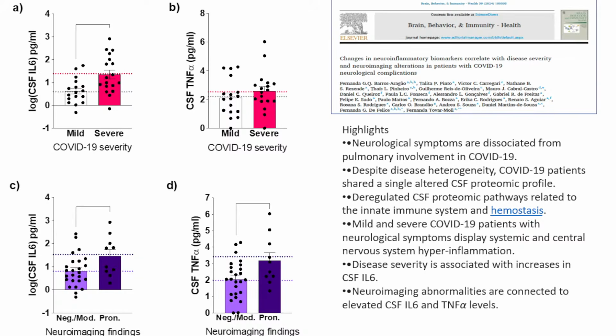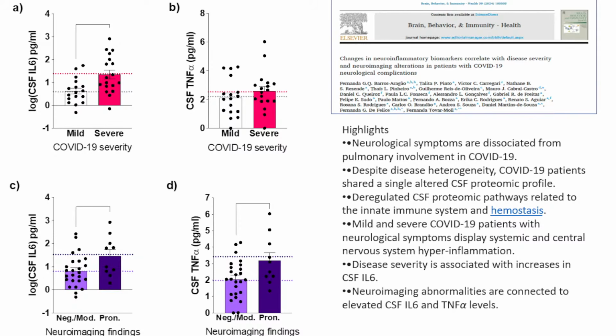So as we can see here, we have elevated IL-6 in the CSF in patients with more severe disorder than mild disorder. The TNF didn't explain a lot related to that, but we also had patients with more neuroimaging findings. We also had more inflammation in the acute phase, as we can see.